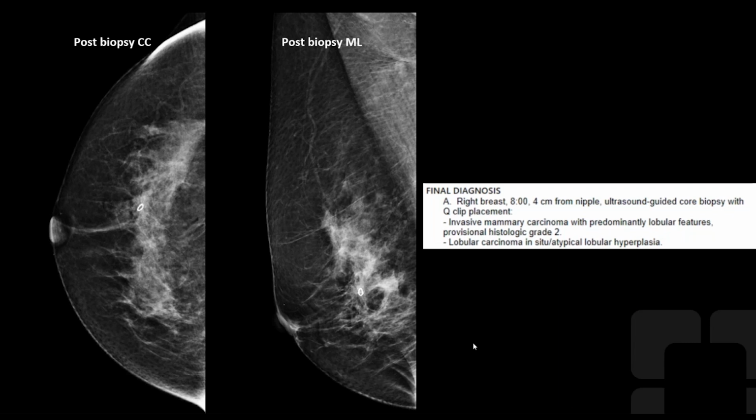It's interesting to point out that this one had invasive mammary carcinoma with predominantly lobular features. So we know that invasive lobular cancers are notorious for being difficult to detect just because of their infiltrative growth pattern.